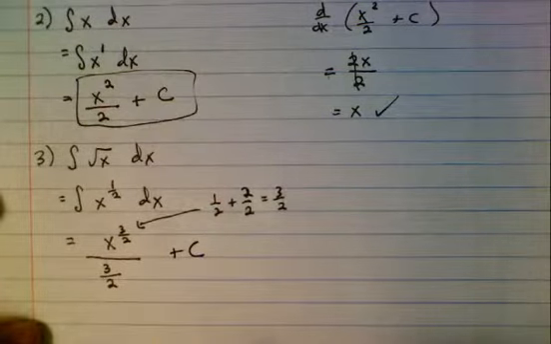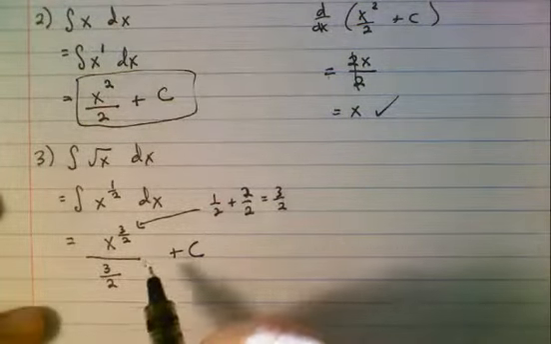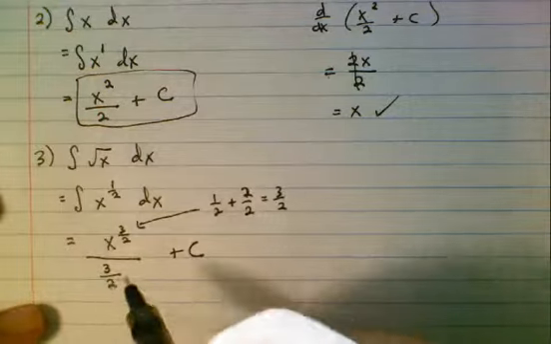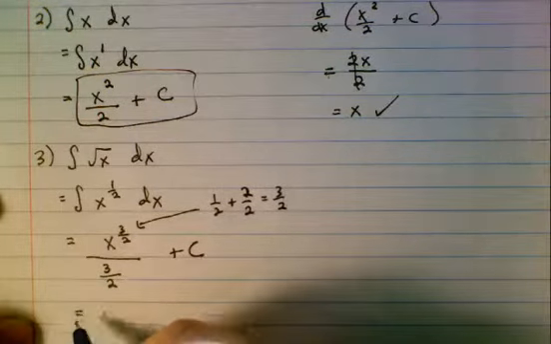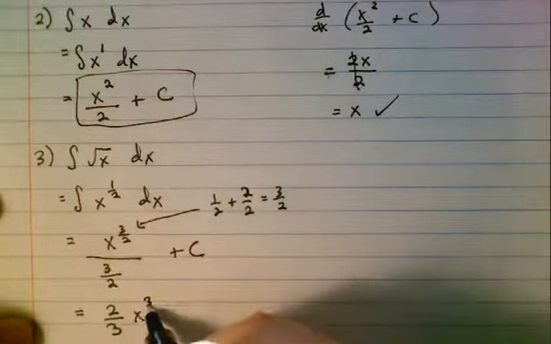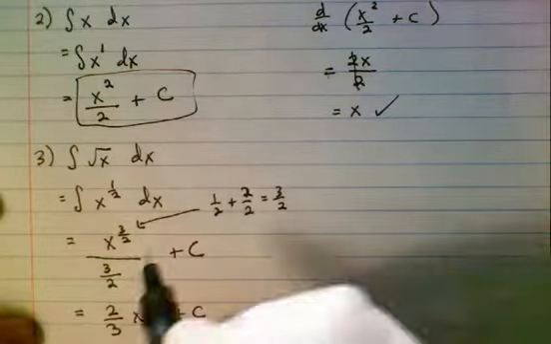When we're dealing with these fractions, make sure that you're comfortable with when we divide by a fraction. That's the same as multiplying by the reciprocal. So this is 2/3 x to the 3/2 plus c.